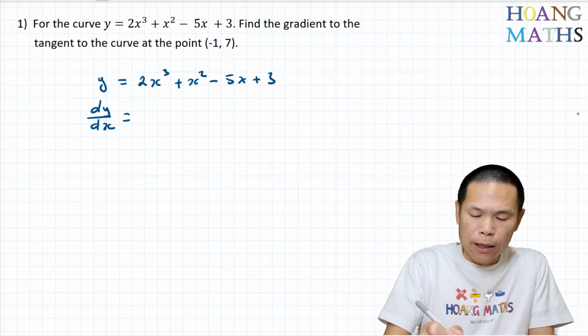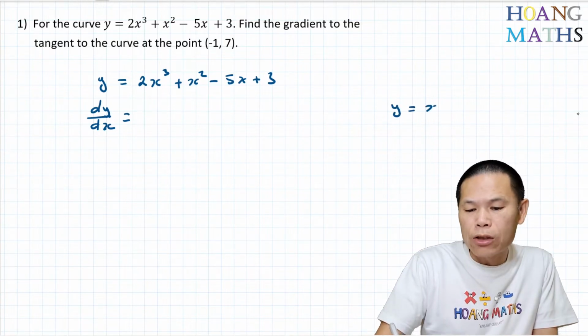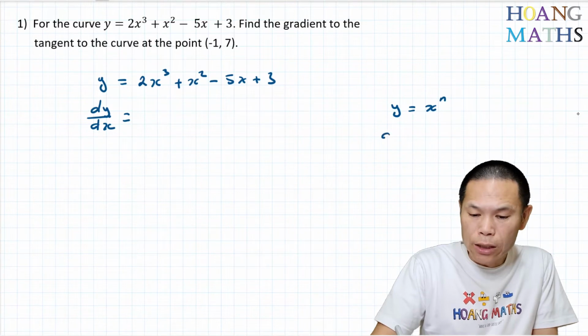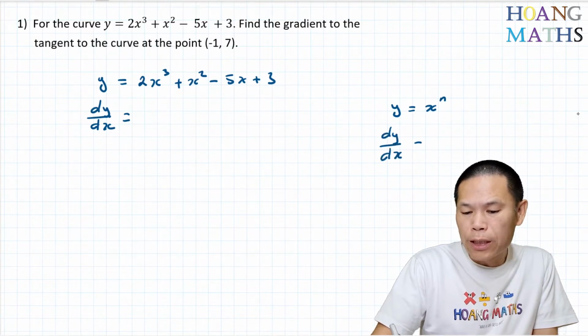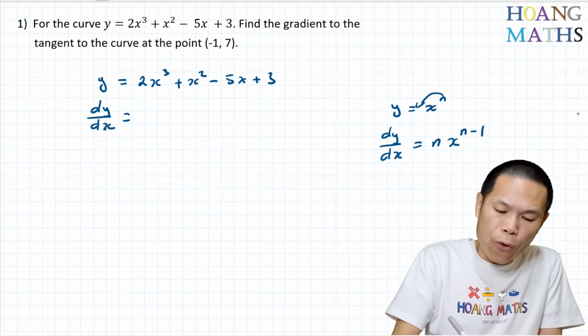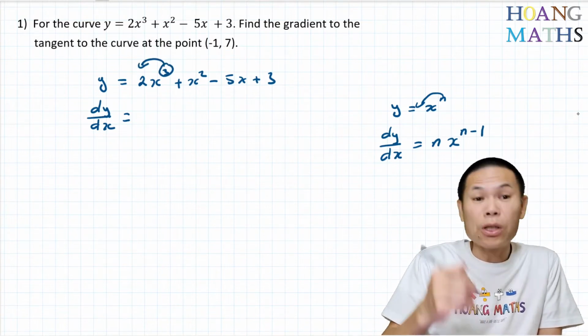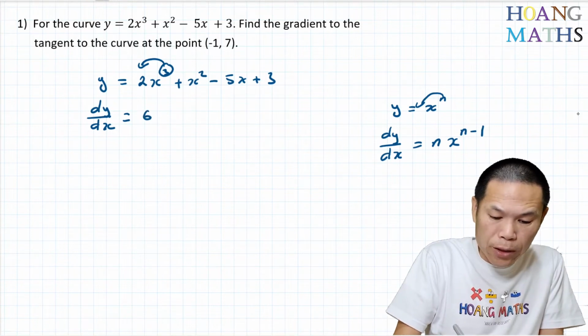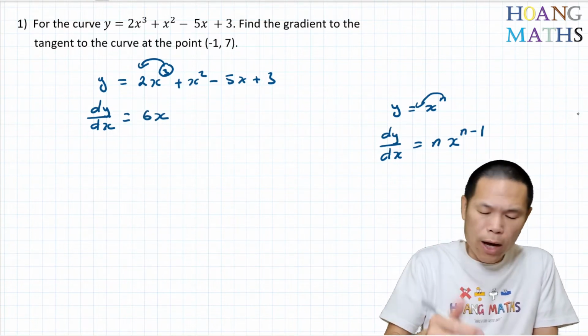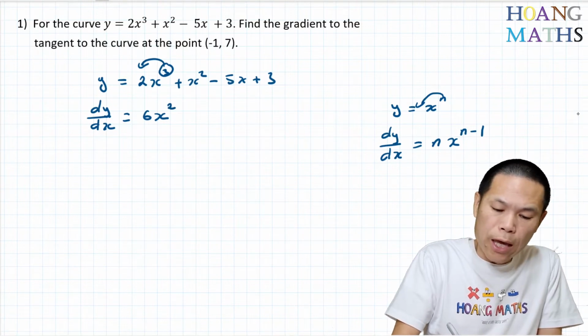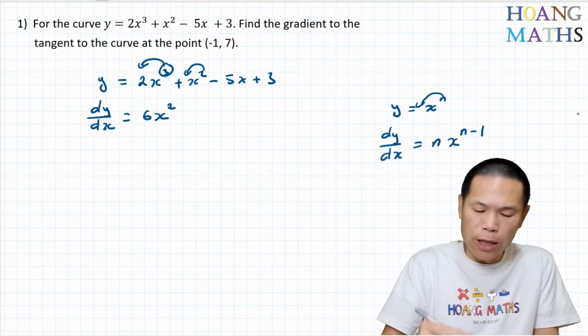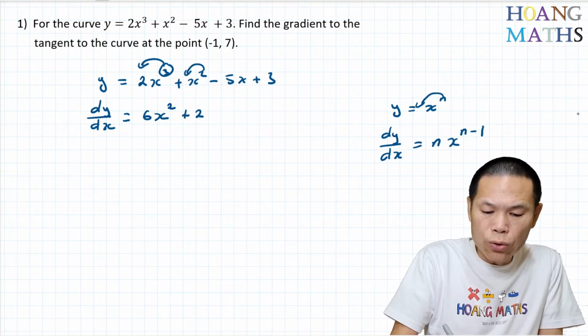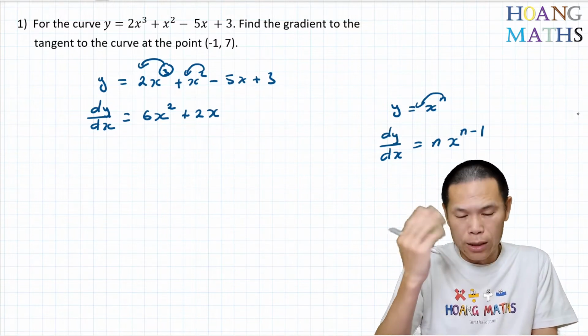Remember, if y equals x to the power n, to differentiate this, dy/dx equals n times x to the power n minus 1. Keep that in mind. So the 3 will come down and multiply by 2, which is 6, so 6x, and 3 minus 1 gives 2. Then the 2 comes down and we subtract 1, so it becomes 1, so plus 2x. 2 minus 1 is 1, so x to the power 1, which is x.